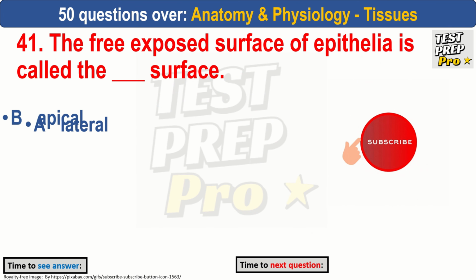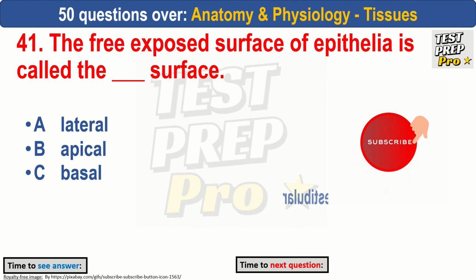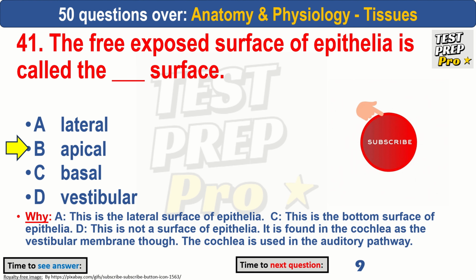The free exposed surface of epithelia is called the blank surface. Is it lateral, apical, basal, or vestibular? The answer is apical. The lateral surface are like the side surfaces of cells, and the basal surface is referring to the bottom surface. Vestibular is just a distractor option.